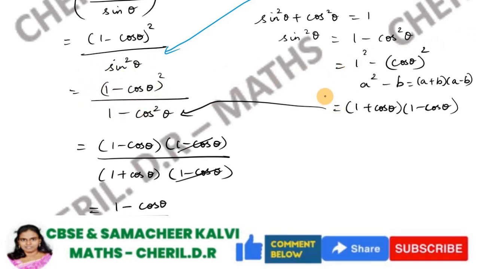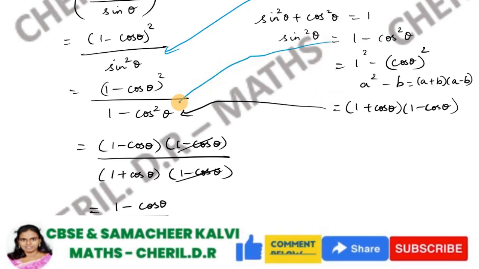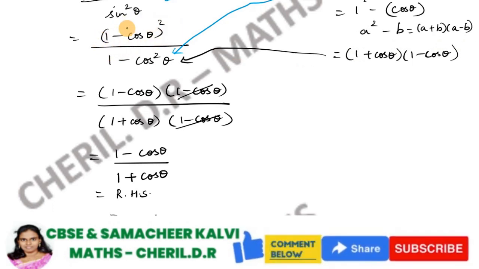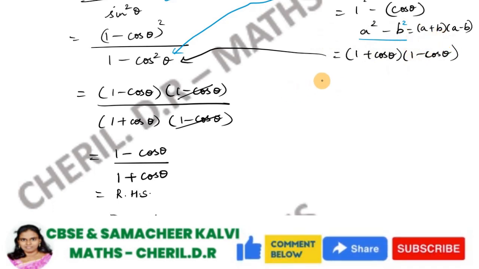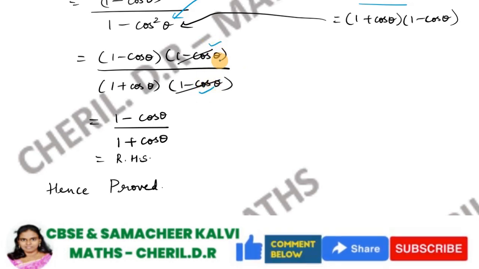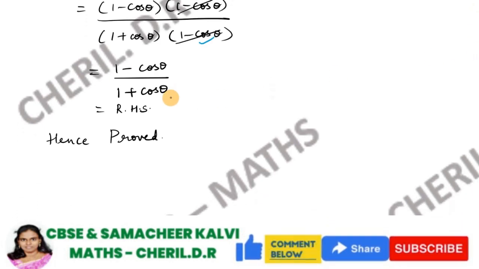I know sine square theta is going to be 1 minus cos square theta. Okay. So that is how we have written here. So now we've written that, and here 1 minus cos theta the whole square is what? 1 minus cos theta into 1 minus cos theta. 1 minus cos square theta, I'm writing in terms of a square minus b square. The formula will be a plus b into a minus b. So we're going to get the answer here. So you have these two to be common. So we'll cancel these two. We are left with 1 minus cos theta by 1 plus cos theta, which is nothing but the right hand side, and hence we have proved the answer.